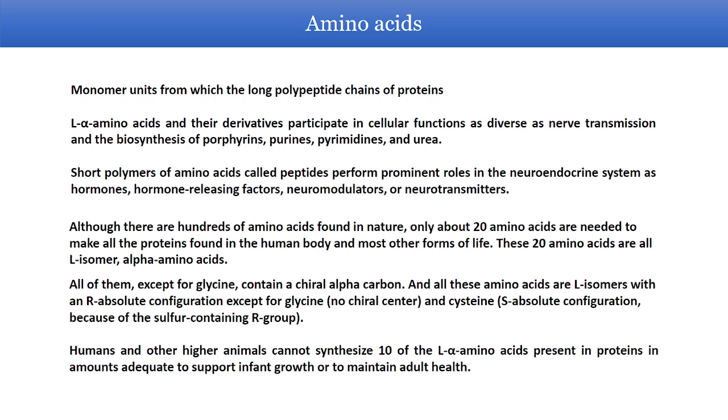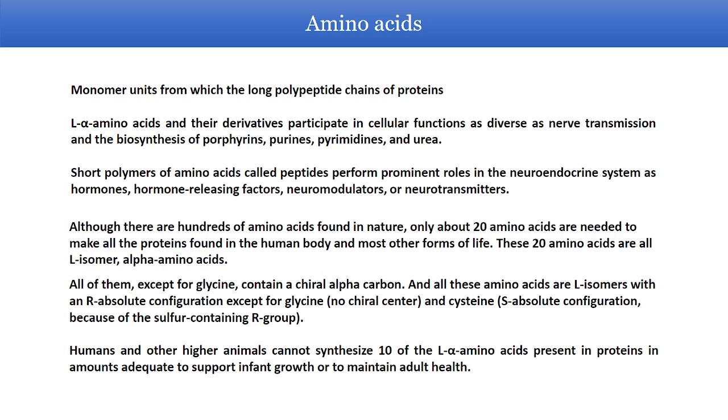So all of these amino acids are the L isomers with an R absolute configuration, except for glycine, which has no chiral center, and cysteine, which has an S absolute configuration because of the sulfur-containing R group. So that's an S and R. So this is about the stereochemistry of the amino acids.